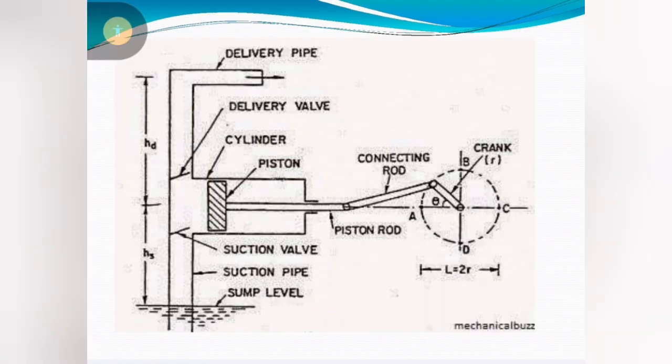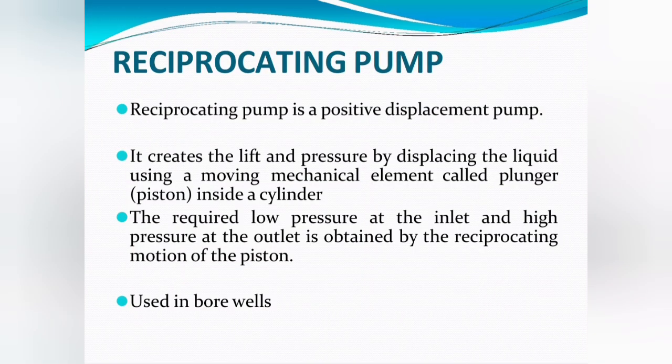So the first type of pump is reciprocating pump, that is hydrostatic pump. As you can see in the figure, there are different parts. The delivery pipe, outlet valve, piston, connecting rod, crank, inlet valve, suction pipe, foot valve, and strainer. Reciprocating pump is a positive displacement pump.